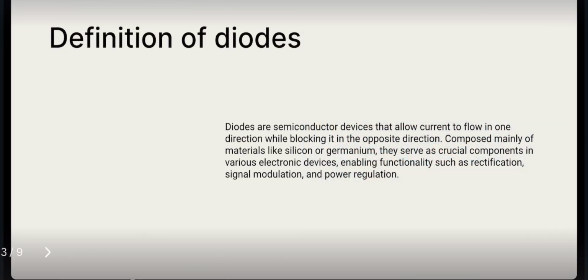Definition of diodes. Diodes are semiconductor devices that allow current to flow in one direction while blocking it in the opposite direction. Composed mainly of materials like silicon or germanium, they serve as crucial components in various electronic devices, enabling functionality such as rectification, signal modulation, and power regulation.